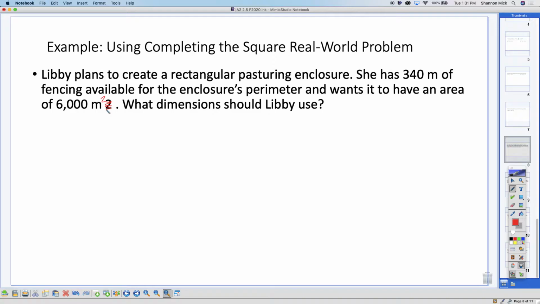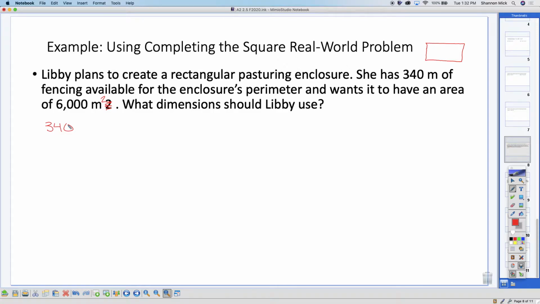So I have two things. I have area and perimeter, yes? Okay, so I have a rectangle. And what would the perimeter of that rectangle be? 340 meters, because that's how much fence I have, right? And what equation would I use for the perimeter?